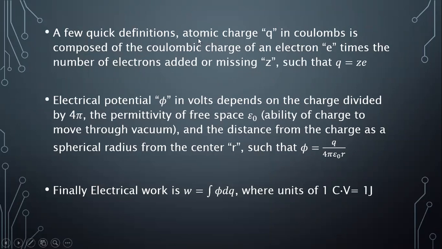Now, a few quick definitions. Atomic charge Q is in coulombs. It is composed of the charge of an electron times the number of electrons added or missing, so our Z. So Q is the number of electrons Z times the charge of an electron. So 2 plus would be 2 times the electron charge to give us a total charge.